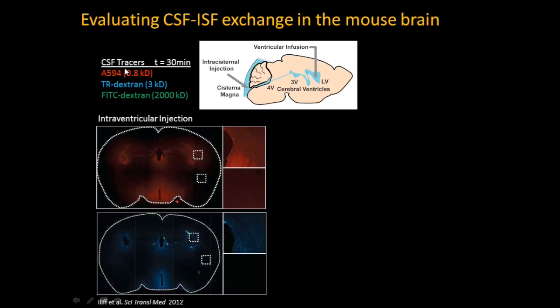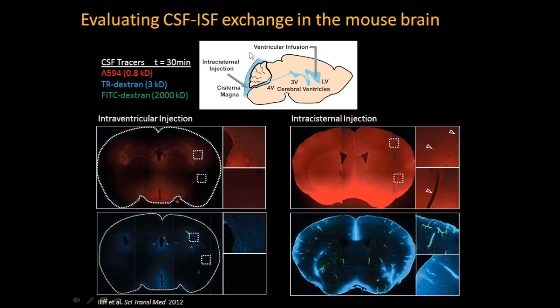The smaller tracer, this is less than a kilodalton Alexa 594, moves more broadly through the brain, but not all the way through the brain. You can see here it's largely dark. This larger tracer, 2 kilodalton dextran, that's in blue here, is more restricted. A very large tracer, this is a 2 million Dalton dextran, really doesn't penetrate through the ependymal layer, but rather lodges in these perivascular spaces along the CSF surfaces here.